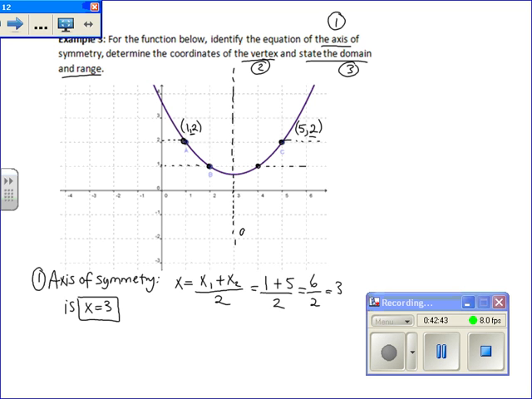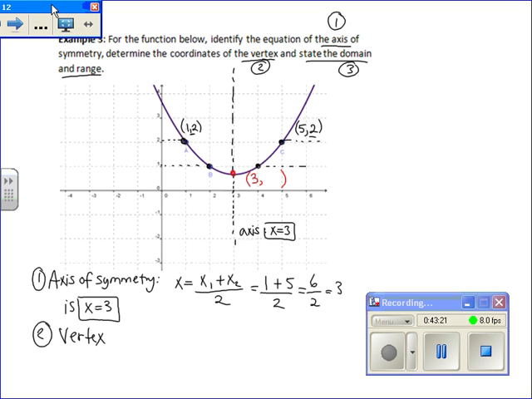So let's write that down. So the axis is x equals 3. There we go. Second thing that we have to find here is the vertex. Well, what you already know about the vertex is that it sits right on the axis of symmetry. So there's the vertex. It's the lowest point on this parabola. And I already know that the vertex is on the x equals 3 line. So that tells me that the coordinate for x is 3. I just need to figure out what is the coordinate for y.